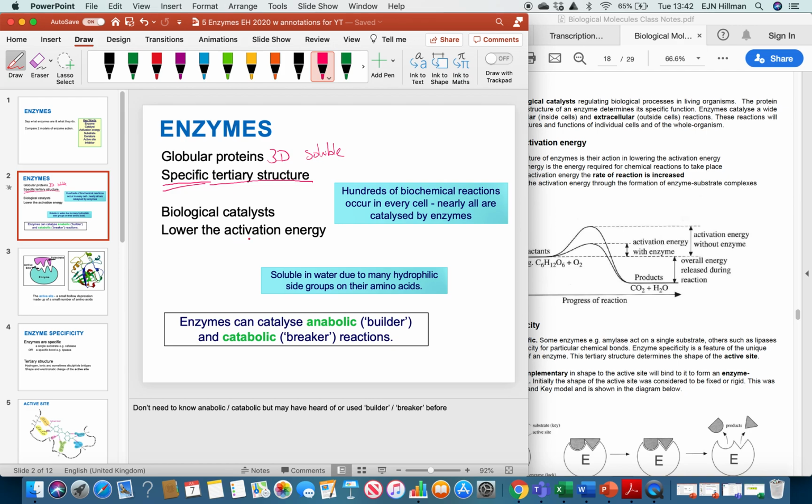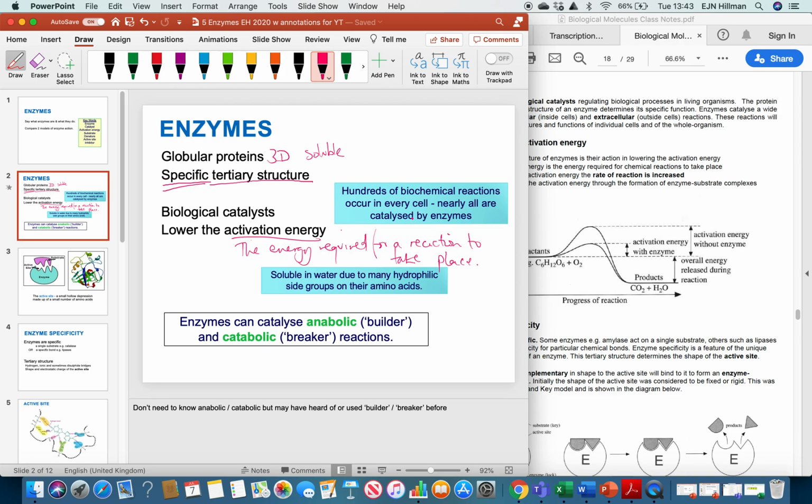So we'll look at this concept of activation energy shortly. But in summary, activation energy is the energy required for a reaction to take place. Now, in biology, often reactions are taking place at quite low temperatures. And at those low temperatures, those reactions would not proceed quickly or at all. So it's necessary to have these biological catalysts, the enzymes, to allow those reactions to occur.